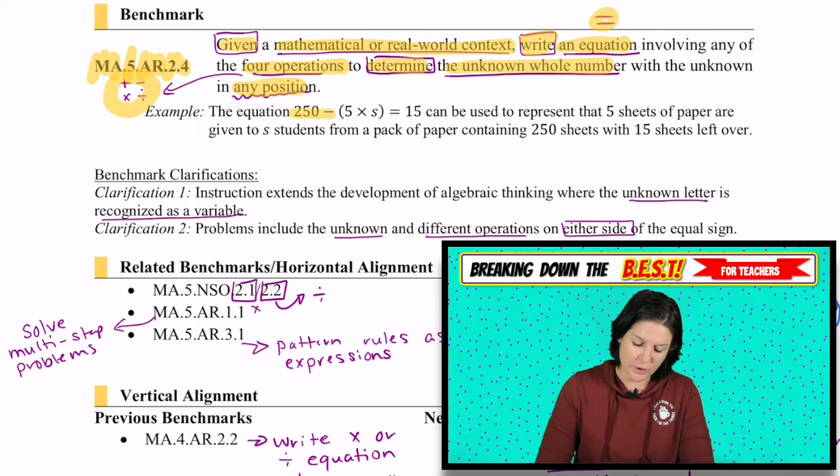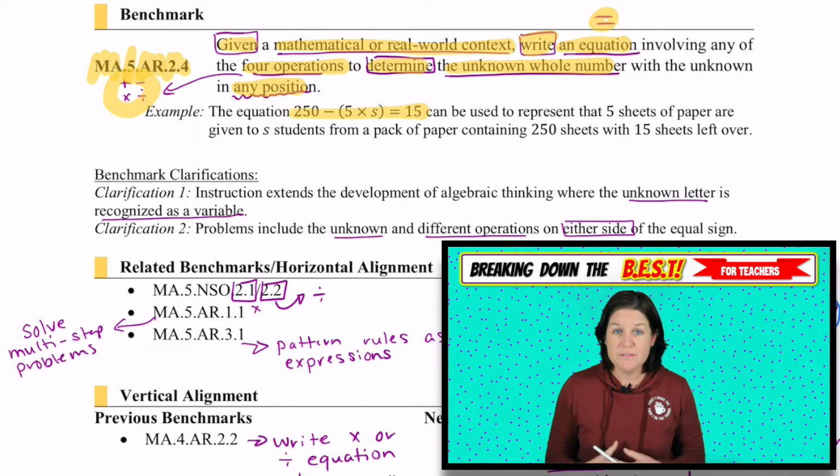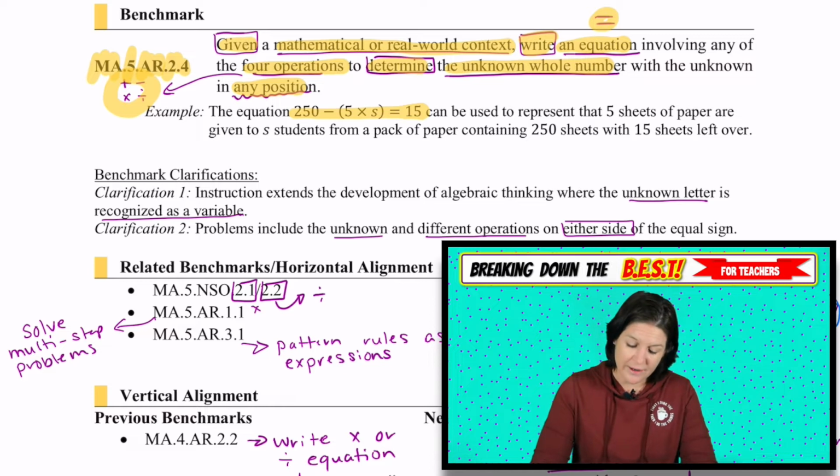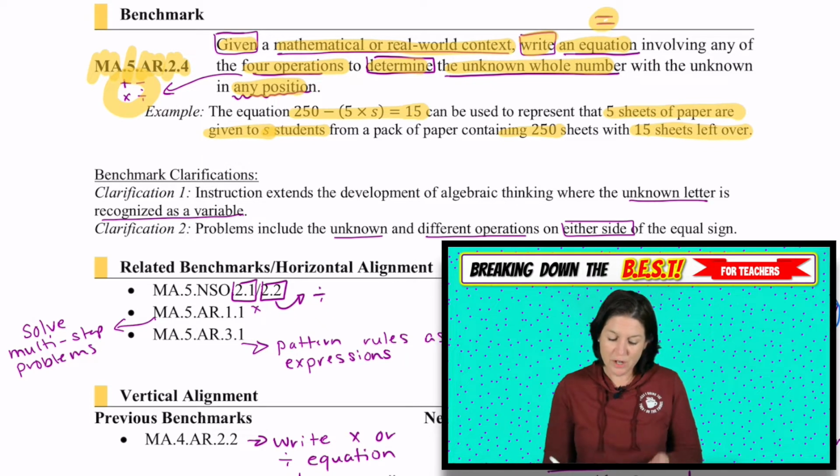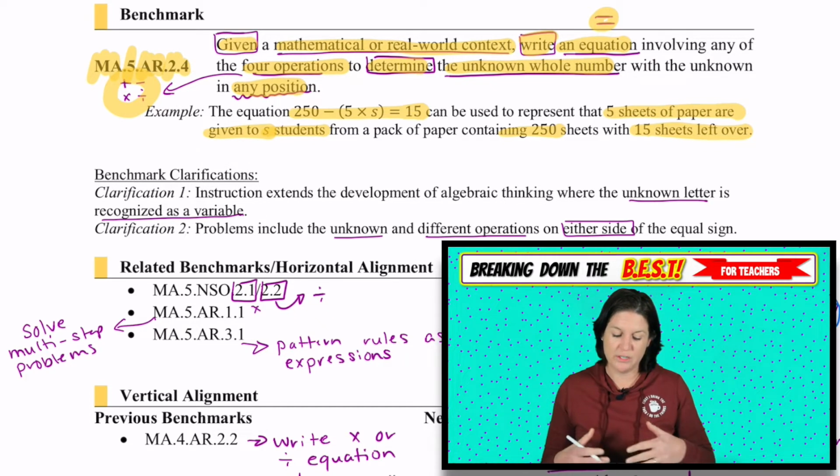If you are given the equation 250 minus the product of 5 times s, and s would be the unknown, that equals 15. This could be used to represent that 5 sheets of paper are given to s students, to a certain number of students, from a pack of paper containing 250 sheets with 15 sheets left over.